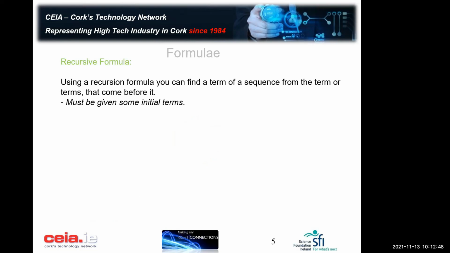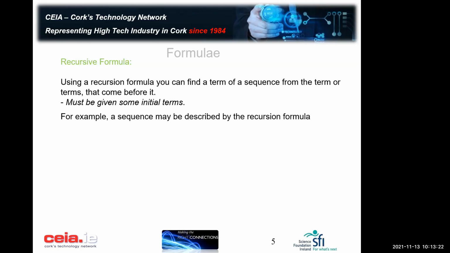So we also have what's called a recursive formula. Using a recursion formula, you can find a term of a sequence from the term or terms that come before it. For instance, all of the terms in a sequence are related to one another. So if I have a sequence 1, 2, 3, 4, and 5, well, the third item in that sequence is related to the one before it and the one after it. The one before it is one less. The one after it is one more, is one higher.